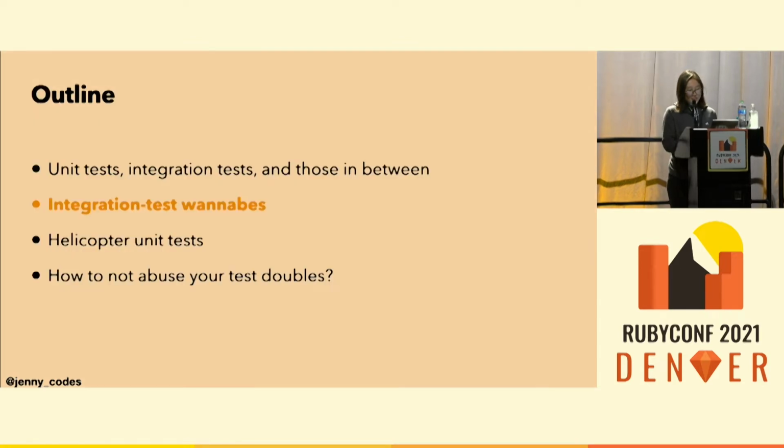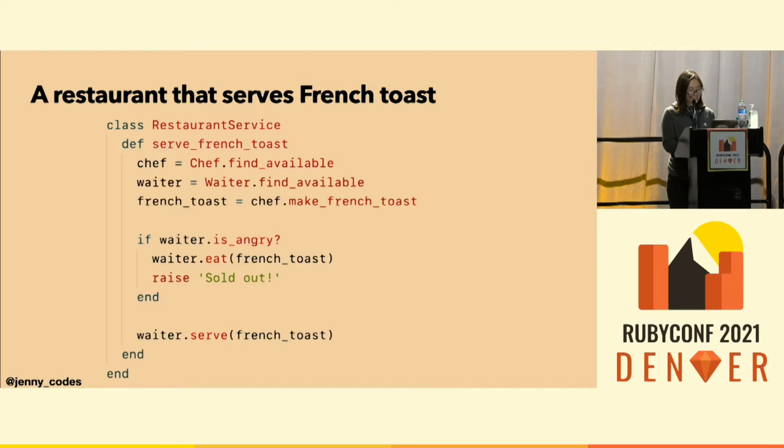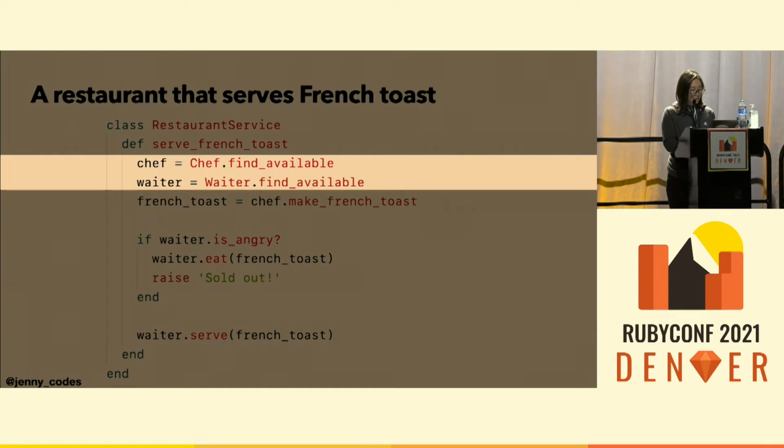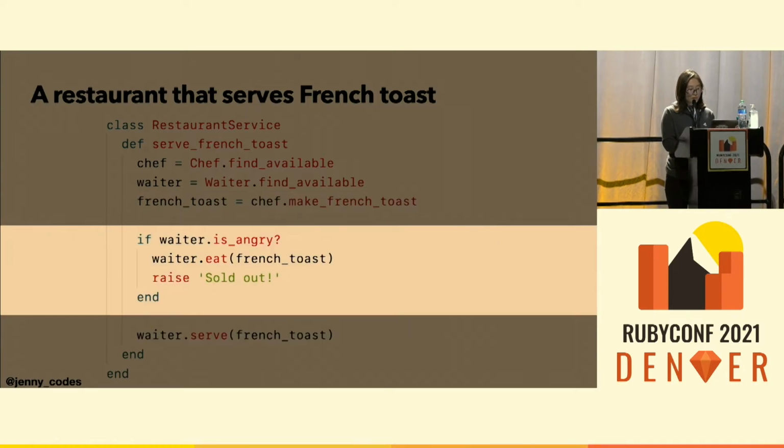So let's first look at integration test wannabes. Let's talk about lunch. So this is a restaurant service. It has one method, serve French toast. And this is the implementation. First of all, we see that it gets a chef and waiter from their respective classes. The chef makes French toast, which the waiter will serve. In the middle, there's this condition that says if the waiter is angry, they will eat the French toast and abort the operation by raising the error.